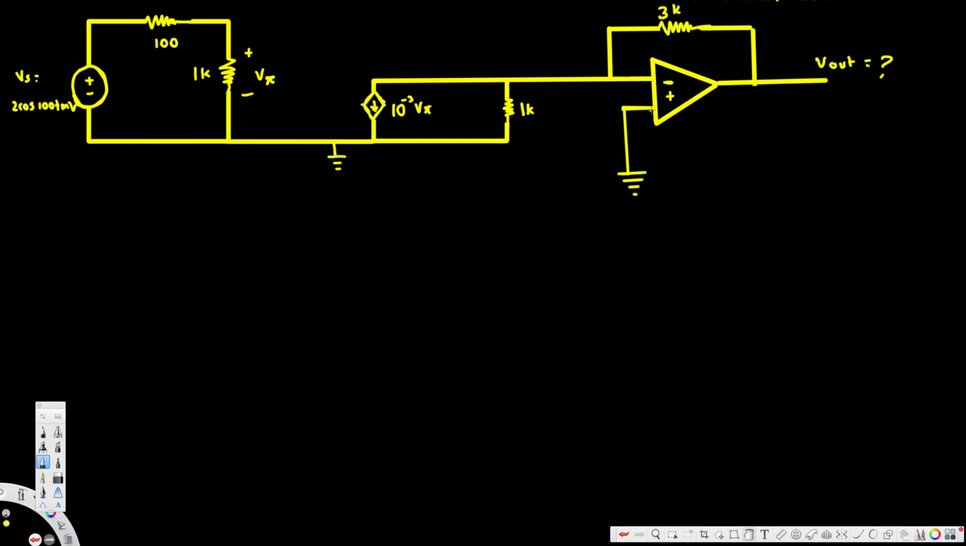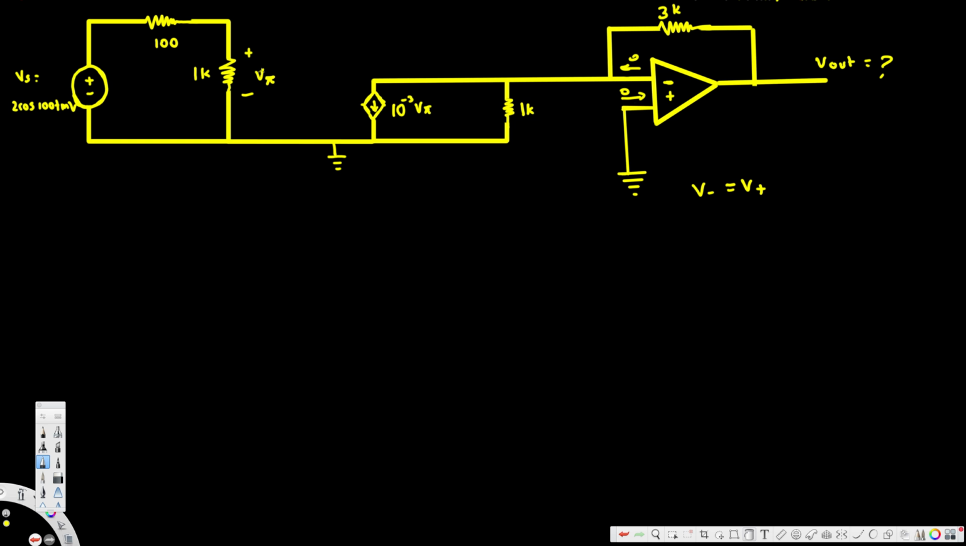We have to know that whatever current is entering or exiting these positive and negative terminals is always going to be zero, so there's no current entering or exiting. And also we have to know that the voltage at the negative terminal is equal to the voltage at the positive terminal. So these are the two things we have to know when we deal with op amps. Here the question is to find this Vout.